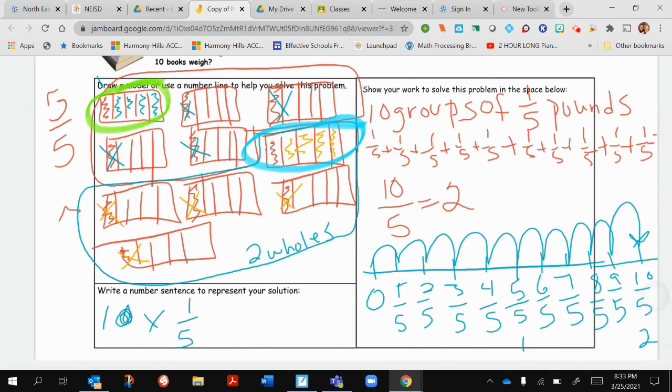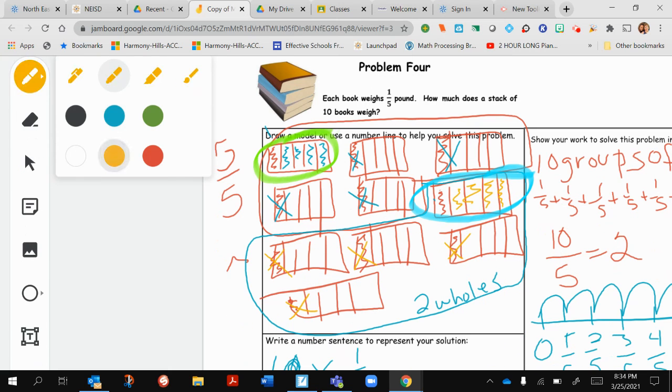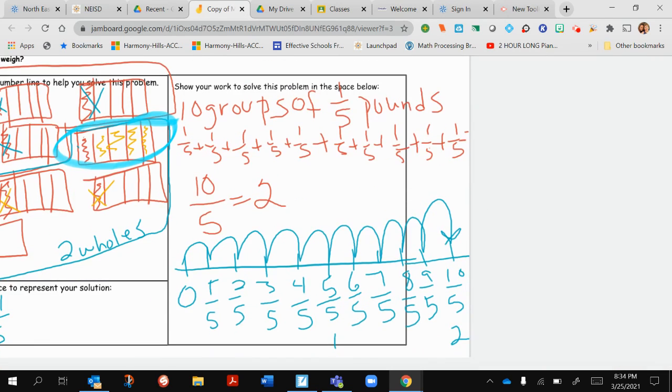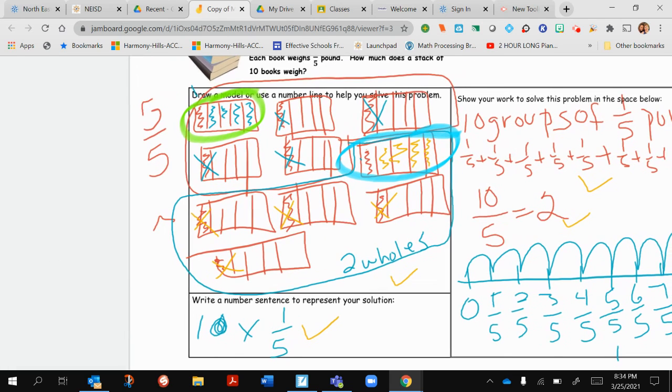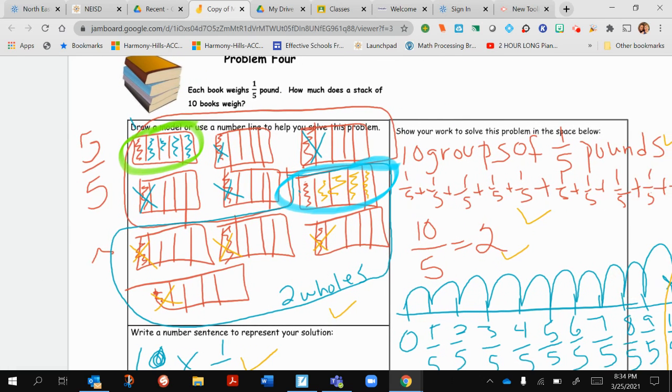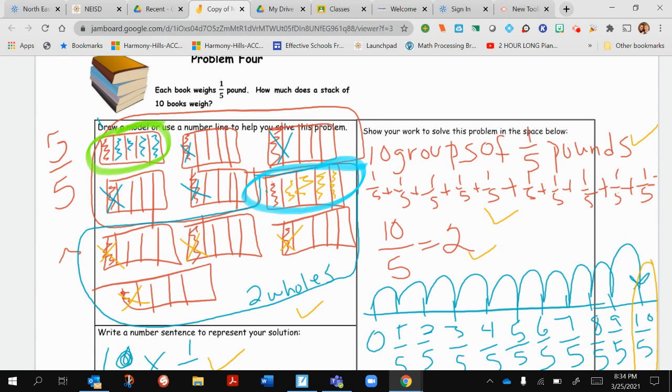And then my answer, of course, is the 10/5 or 2. All of these match, and you're done with that problem. All right, that way you can get a quick snippet and see it for yourself, and there you go.